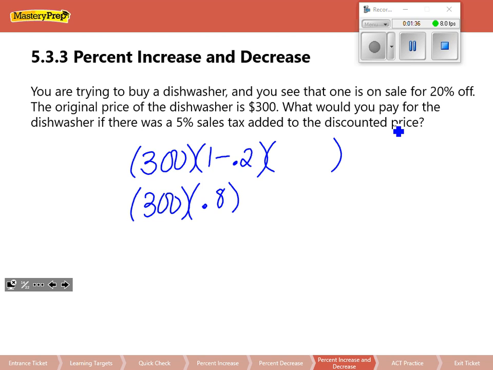So we can say 1 minus. Because if we did it the other way, we would have to take 300 times 0.2, get that number, and then subtract it from 300. Or we can just multiply it by 0.8. We would get the same thing.